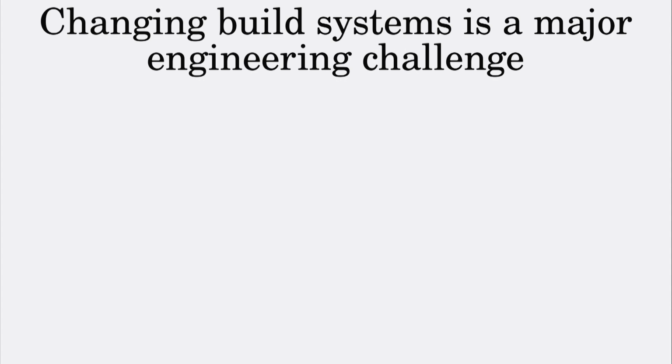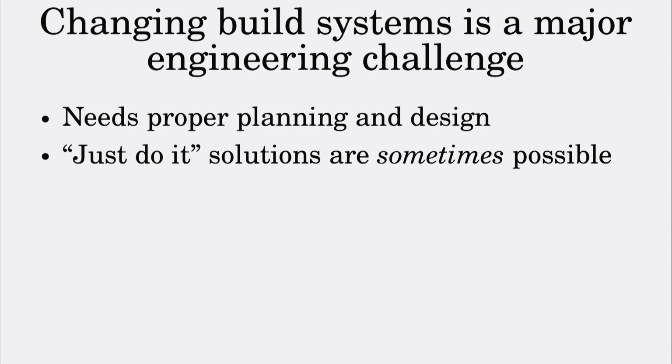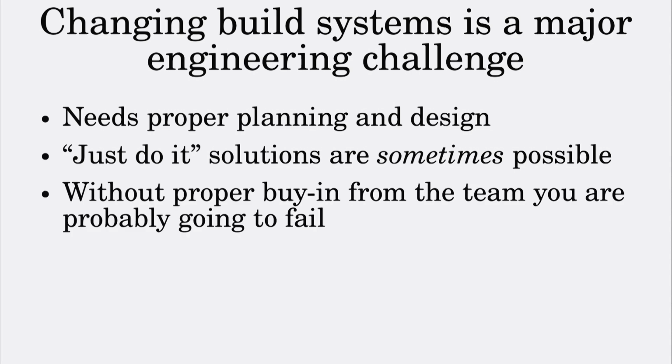So what we find is that if you have a big system like this, changing the build system is a major engineering challenge. It's just not something you do and get on with life. You need planning, you need design, you need a rollback solution in most cases. Now, if your project is small enough, it's possible to just do it and then move on in life. But past a certain size, this just doesn't work. And you also need buy-in from other people in the team, because if they don't want to help or they don't want the new system, you're going to have a challenging time.